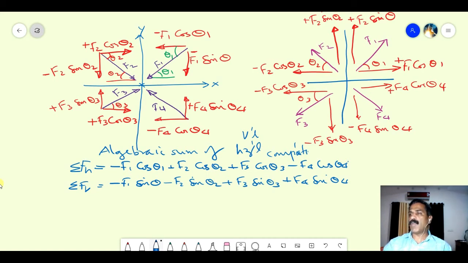Now we have two components of two forces, sigma Fh and sigma Fv, acting at this point. Instead of all these forces acting, we can replace all these forces by sigma Fh and sigma Fv. If we apply these two forces at this point at the origin, it will have the effect of all these forces. Okay, so we can draw a figure like this.